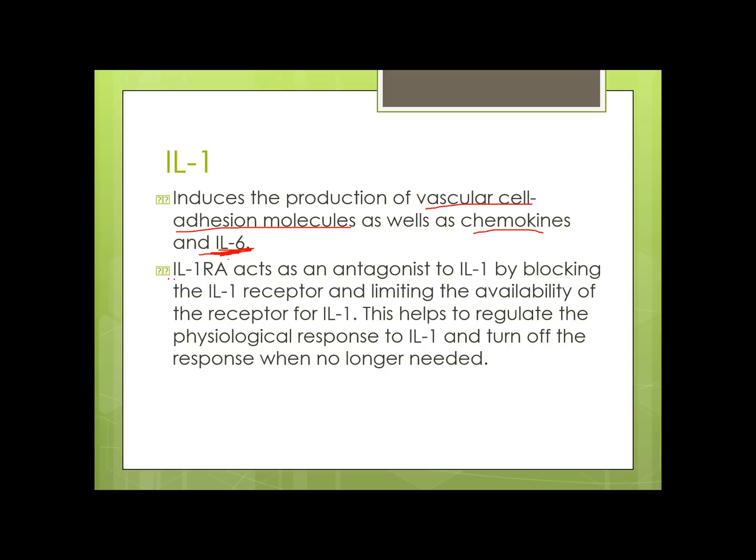Now, under interleukin 1 is your interleukin 1RA. This is an antagonist class to interleukin 1 and it blocks the interleukin 1 receptor, limiting the availability of the receptor for interleukin 1. So let me repeat. Si interleukin 1RA no class is an antagonist to interleukin 1. It blocks the receptor, limiting its availability. This in turn would help to regulate the physiological response to interleukin 1 and turn off the response when no longer needed.